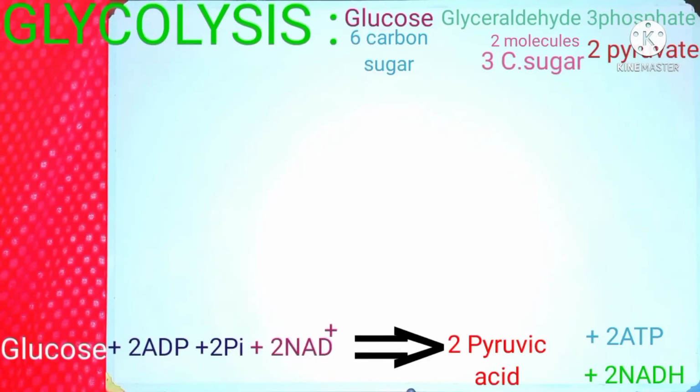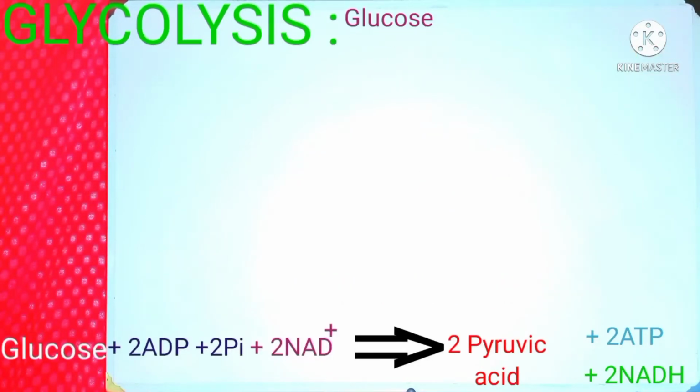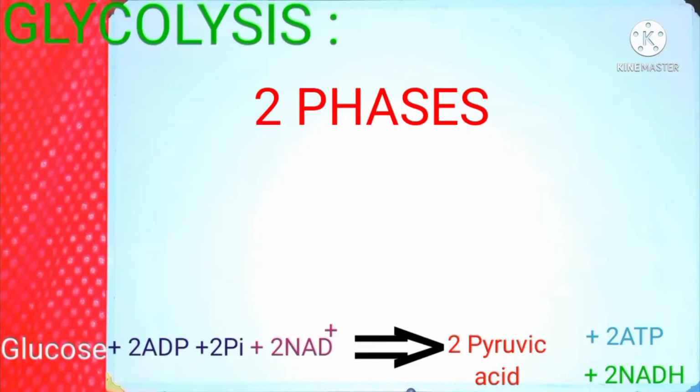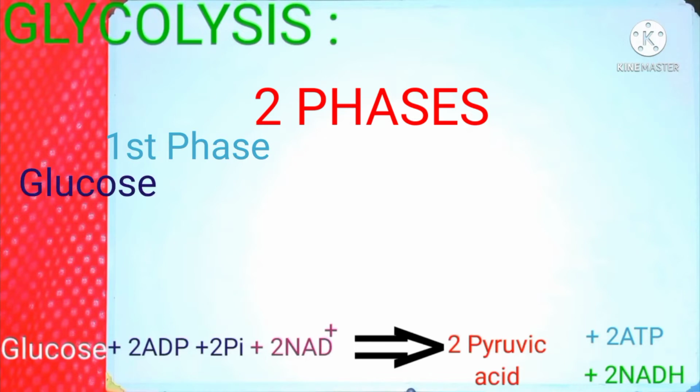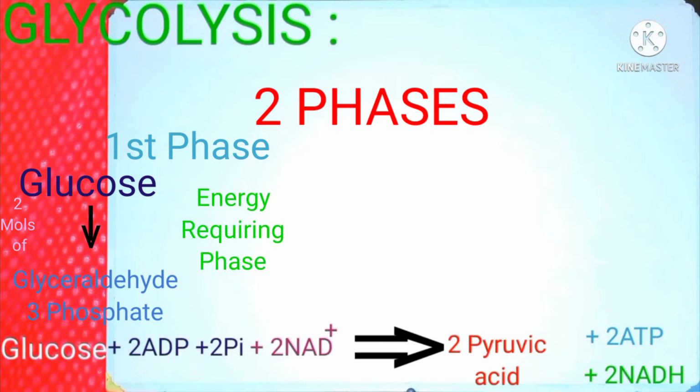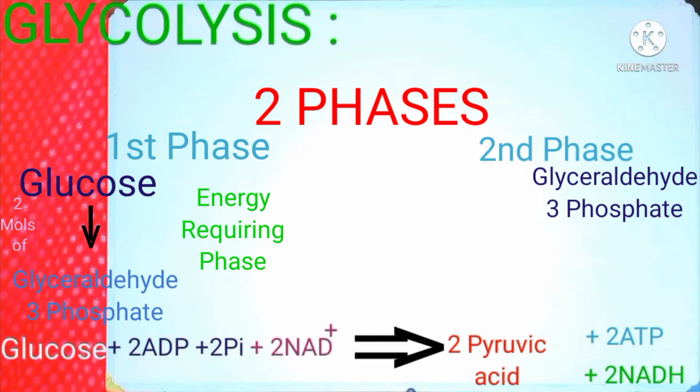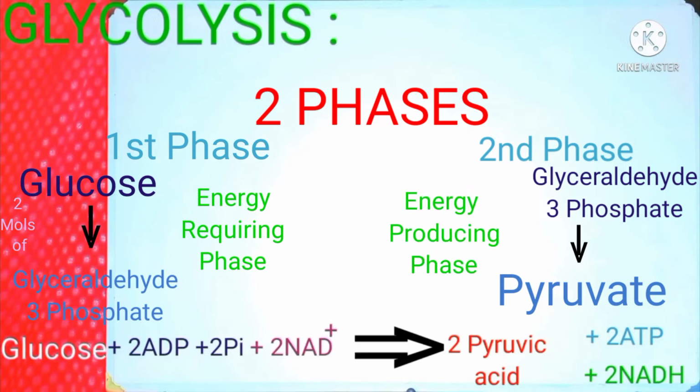Now we will see the step-by-step reactions that are involved in glycolysis. The glycolysis process happens in two phases. During the first phase, glucose is converted into two molecules of glyceraldehyde 3-phosphate. Although this conversion involves the addition of phosphate, the first phase actually uses energy in the form of ATP instead of producing it. In the second phase, the glyceraldehyde 3-phosphate is converted into pyruvate. During this phase, the energy is actually produced.